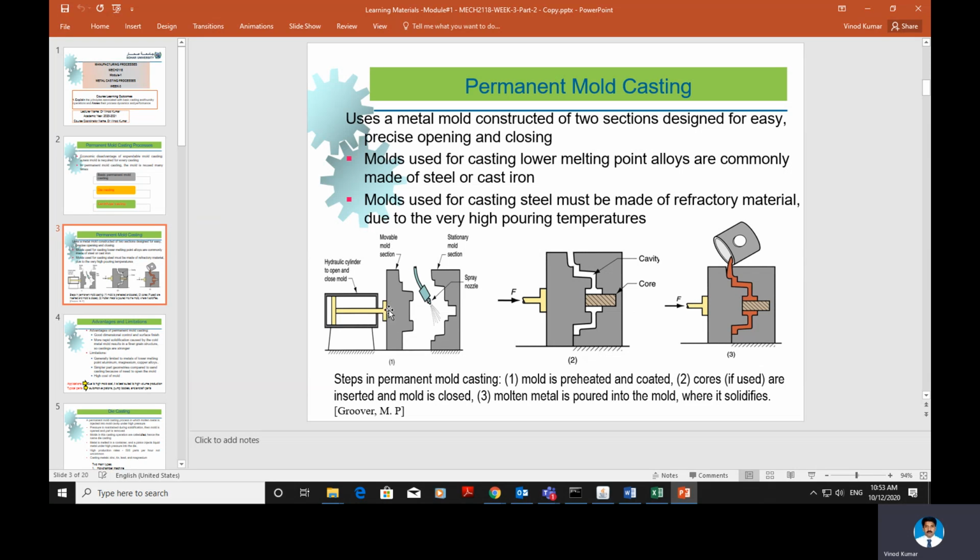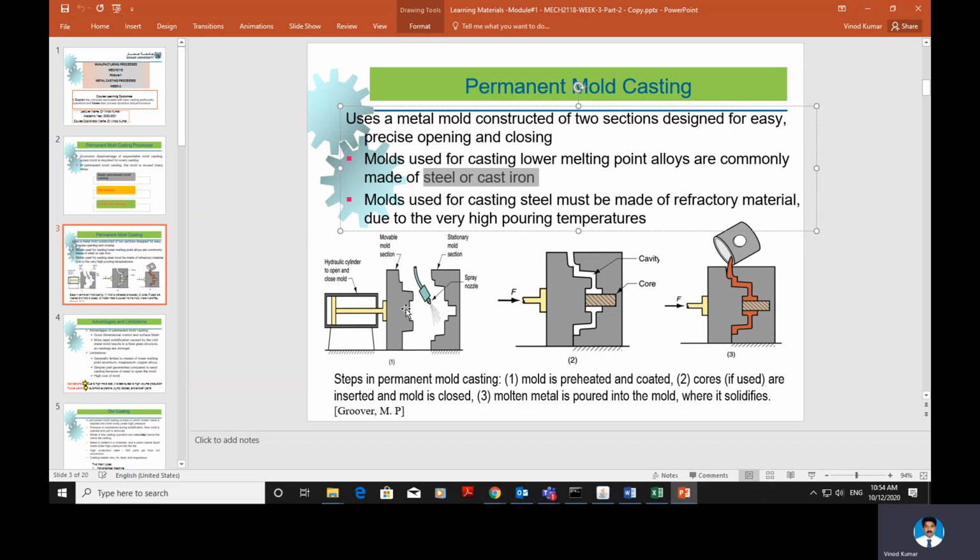With the help of a hydraulic cylinder, we can move the movable section. Molds are normally for casting lower melting point alloys. Normally we use steel or cast iron as the mold material for these lower melting point alloys. Molds used for casting steel must be made of refractory material due to very high pouring temperatures.